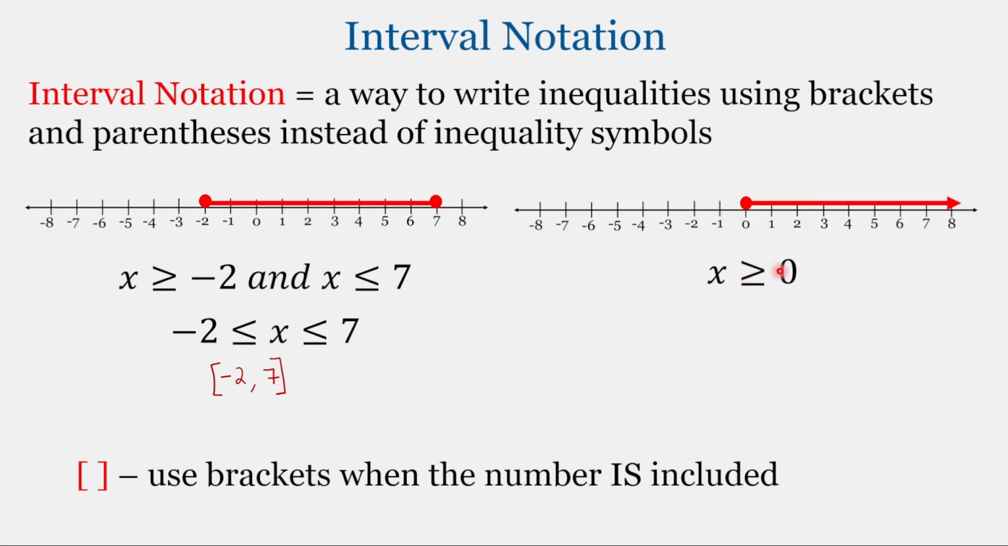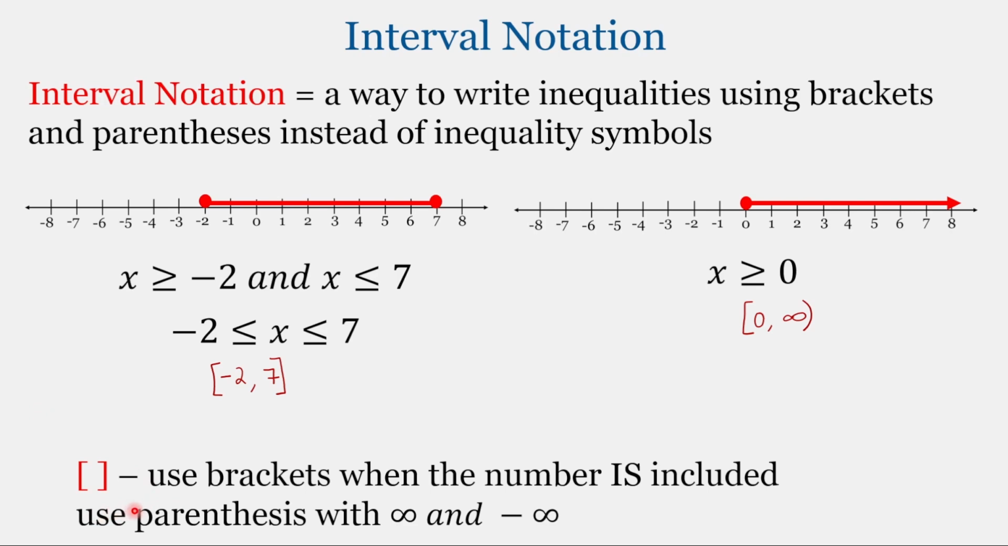Next, we have x greater than or equal to 0. So we have a left boundary here at 0, and 0 is included. We have the closed circle, and then we have all numbers bigger than 0. And this is going to extend to positive infinity. To write this in interval notation, we'll write down that left boundary, which in this case is 0. We'll include 0, so we'll use a bracket, and then a comma, and then this goes on to infinity. So we'll use the infinity symbol, and then a parenthesis. We will use parentheses with both infinity and negative infinity.